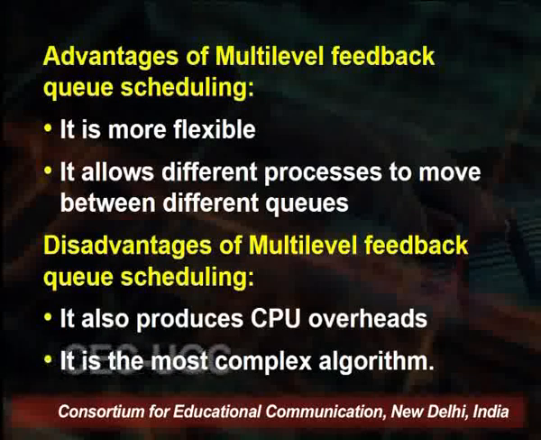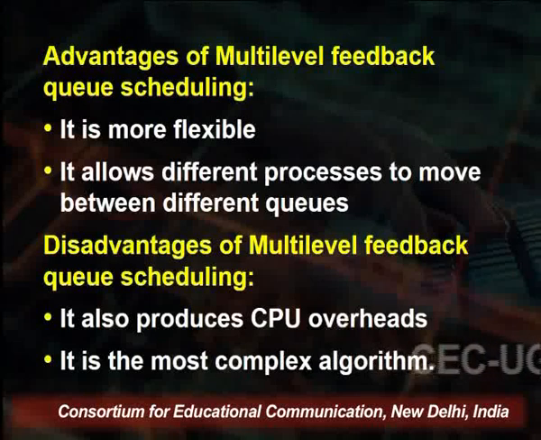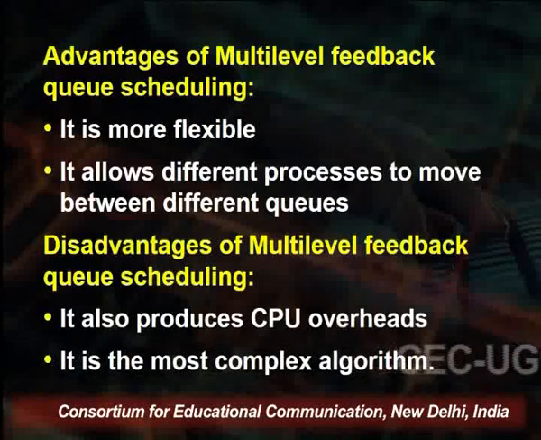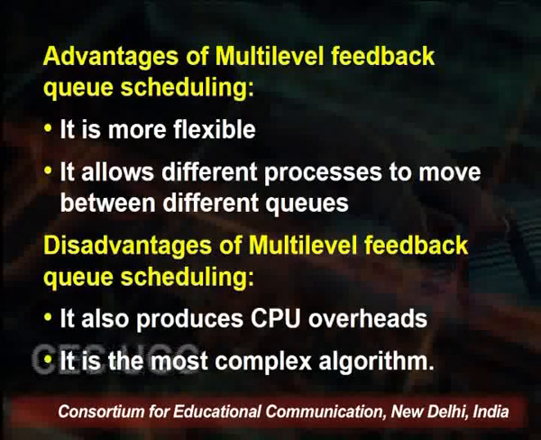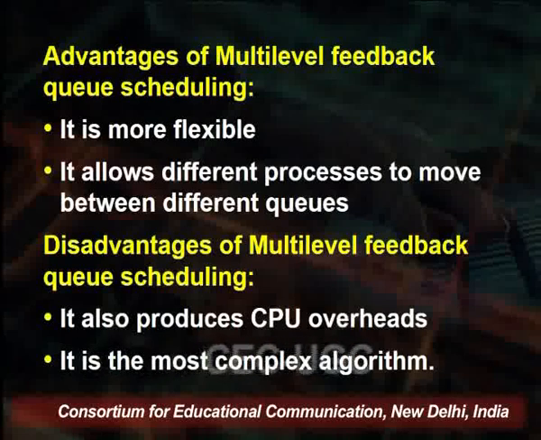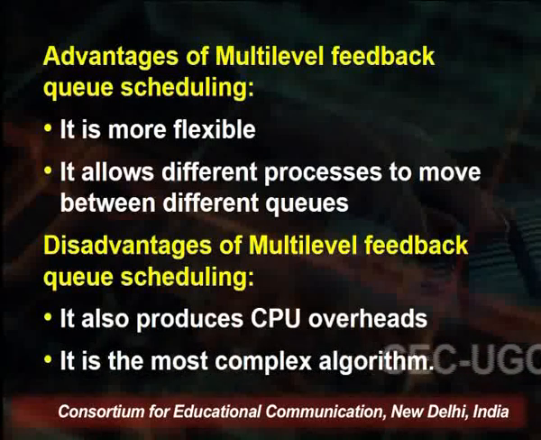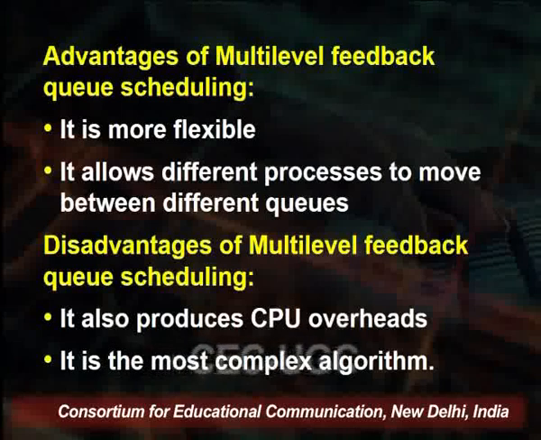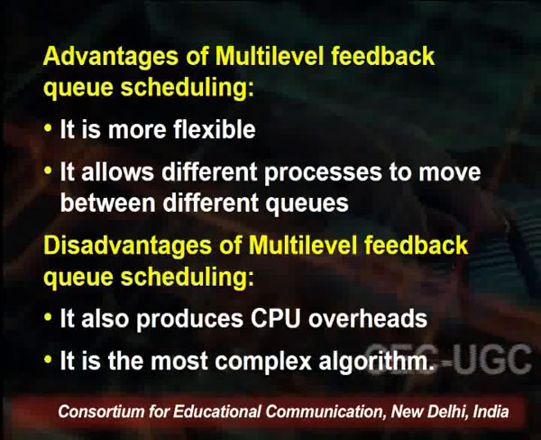And if we want to see the advantages of this multi-level feedback queue scheduling, there are many. First thing, it is more flexible. A job from the lower priority queue can move to a queue of higher priority, and vice versa. If a higher priority job is blocking the CPU for too much time, then it will be moved to the lower priority queue. So that means the policy is flexible enough that it allows different processes to move between the different queues.